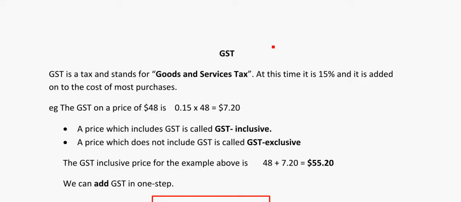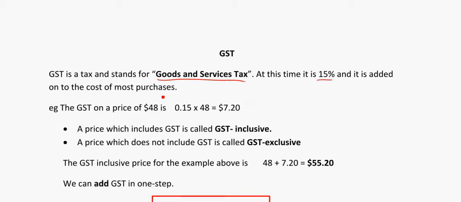In this video you're going to learn about GST, and GST is a tax and stands for Goods and Services Tax, and at this time it is 15%. It used to be 12.5%, it is now 15%, and it's added onto the cost of most purchases, and the government takes it and puts it towards schools and roads and hospitals and things like that.